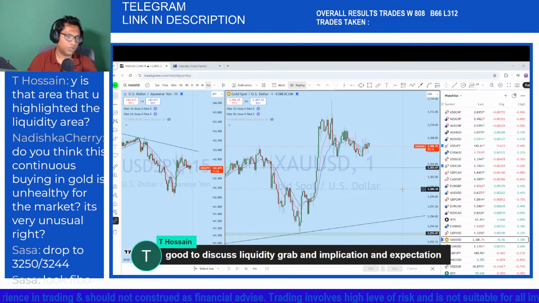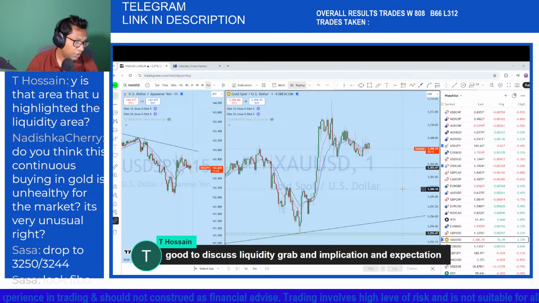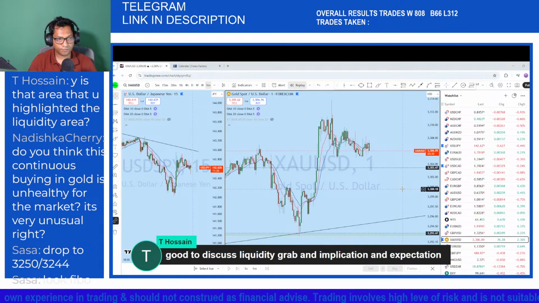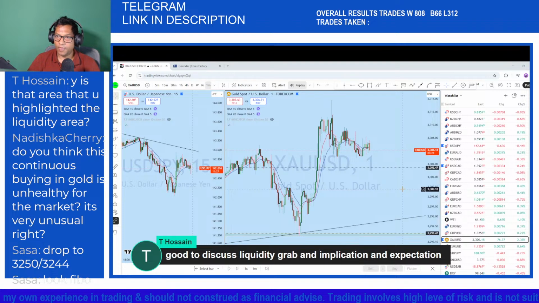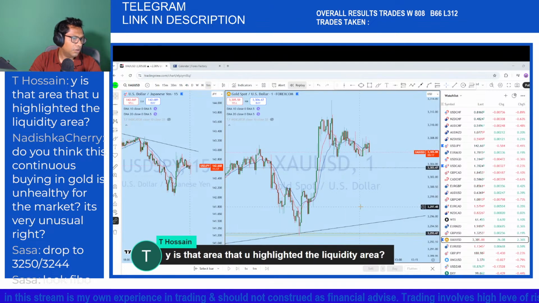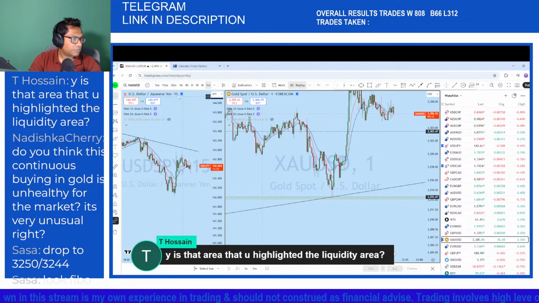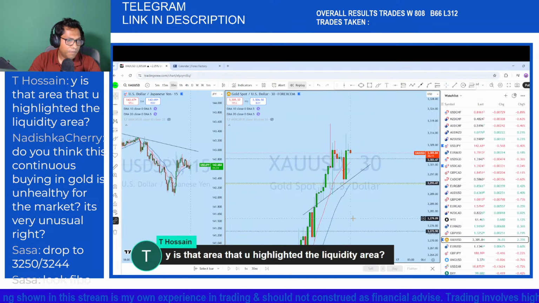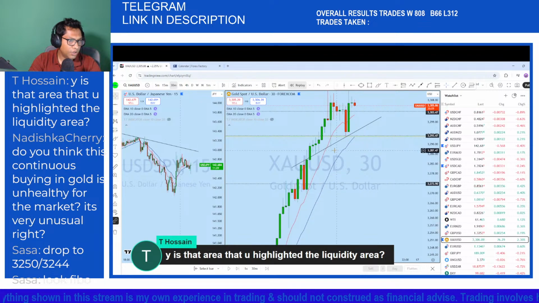Waiting for the market to show a possible entry opportunity in that area. Is that where I highlighted the liquidity area? So this is the liquidity zone.